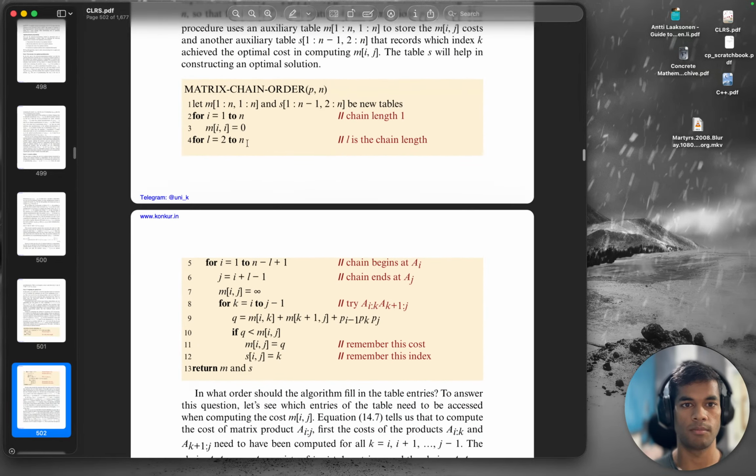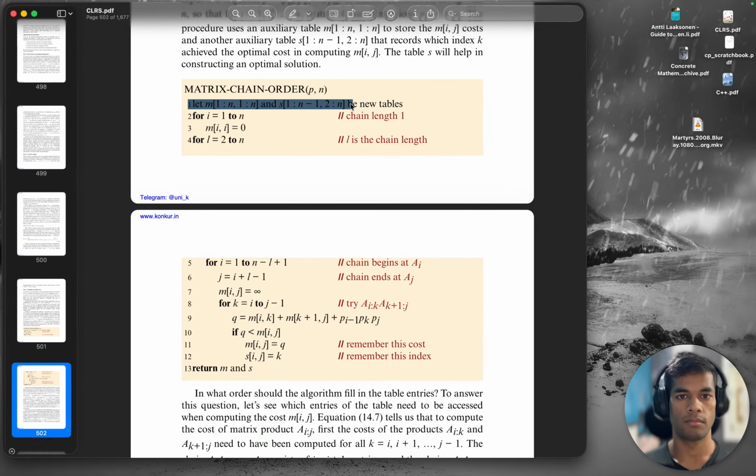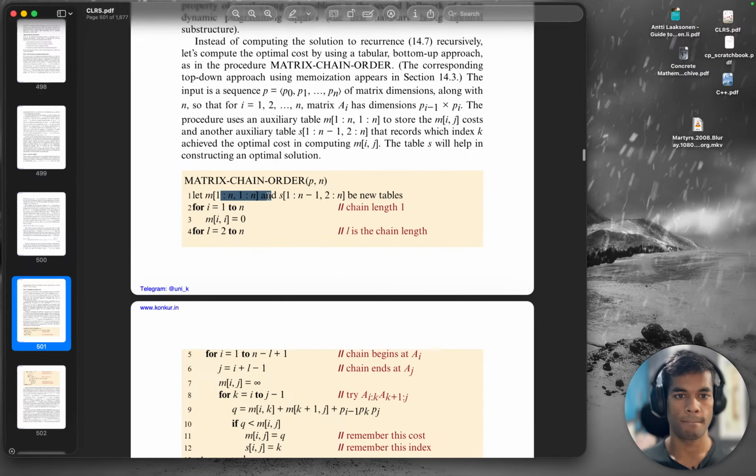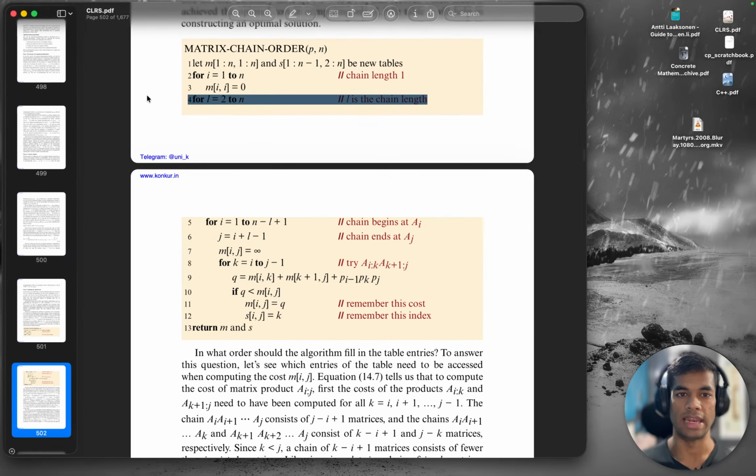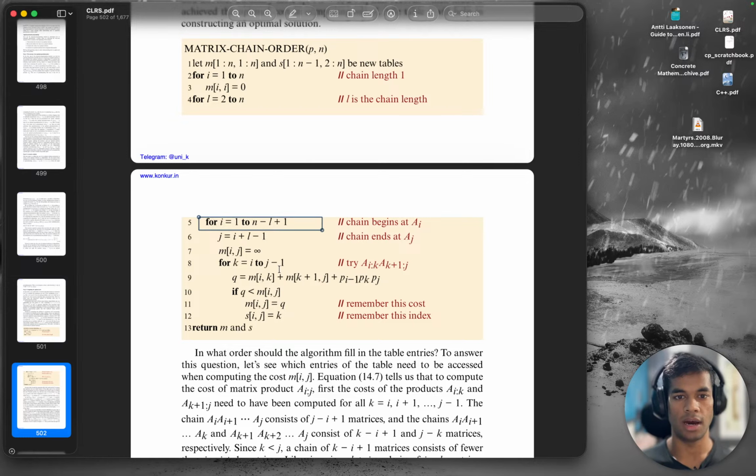It's like this. They have defined m, where they are going to save the answer, and then they are initializing all the answers to 0. Length going up from 2 till n is very similar to what I wrote. And i also goes up in that range, which is actually cool.